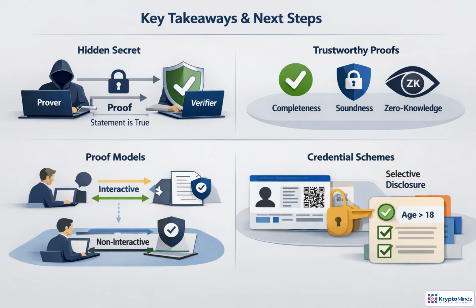The core idea is simple: prove what matters, hide what doesn't. Zero-knowledge proofs provide trust through completeness, soundness, and zero-knowledge across both interactive and non-interactive models. With that foundation, we can now move into credential schemes that support practical selective disclosure.